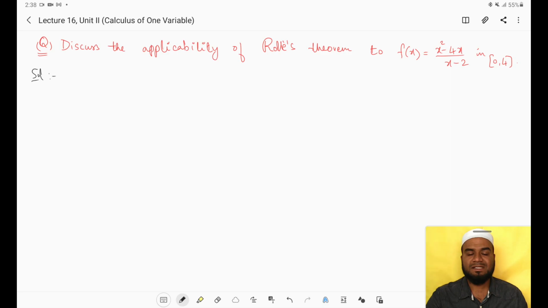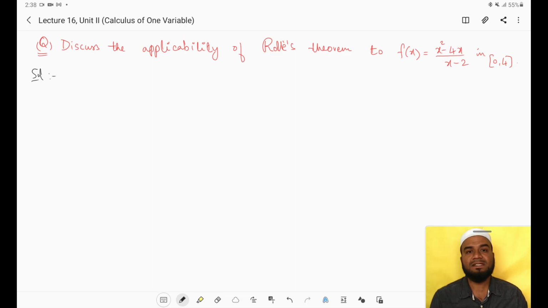If these 3 conditions are satisfied by the function f, then Rolle's theorem guarantees that there will be a point c in between a and b such that f dash of c equals 0. So for applying Rolle's theorem, whatever conditions are there in the statement should be satisfied by the function f of x. For discussing the applicability, we need to verify that this function f of x is satisfying all those 3 conditions.